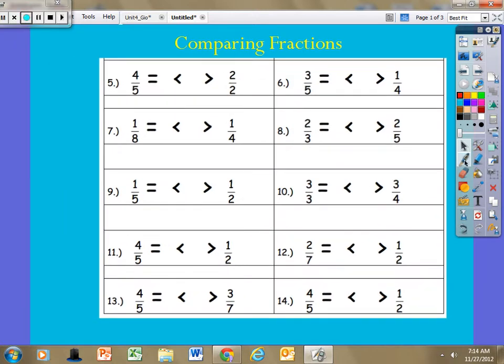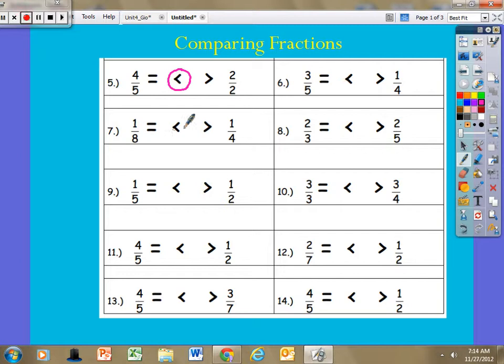So here we have 4/5 is equal to, less than, or greater than 2/2. Well, I know 2/2, 2 divided by 2 is 1 whole. This is 1 whole already. This is actually less than a whole because the numerator is less than the denominator. So I know that 4/5 is less than 2/2.